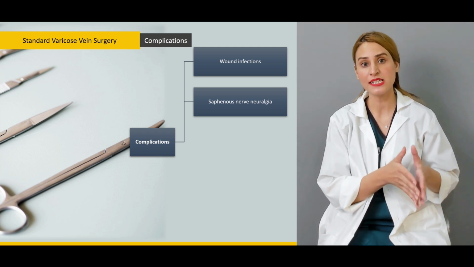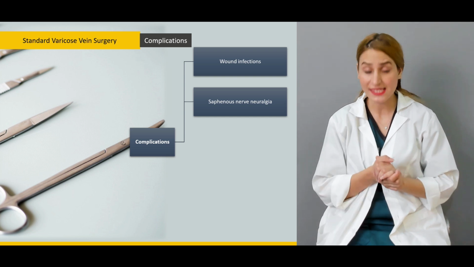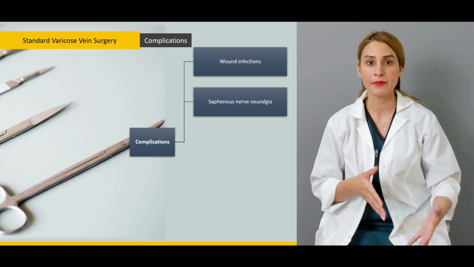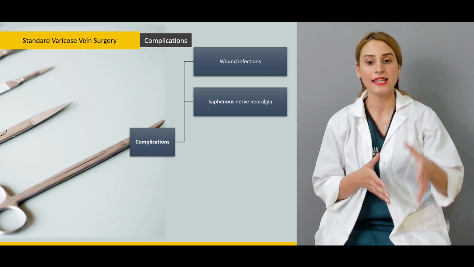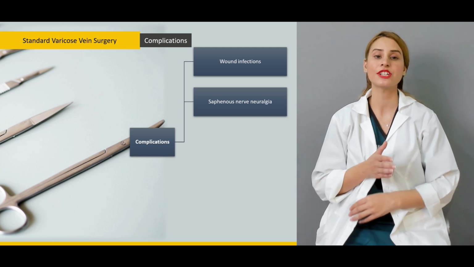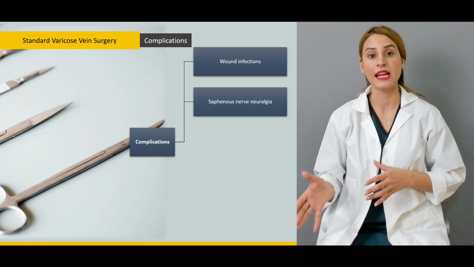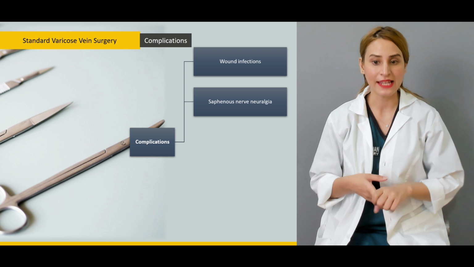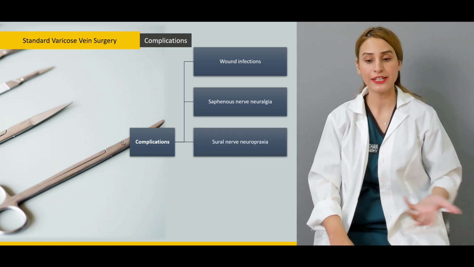And in case of the medial great saphenous vein, along with the great saphenous vein, we have the saphenous nerve. So those surgeries which we are performing on the great saphenous vein on the more medial aspect of the leg and thigh will lead to saphenous nerve neuralgia. And the surgeries which we are performing on the lateral aspect involving the small saphenous vein can lead to sural nerve neuropraxia or neuralgia.